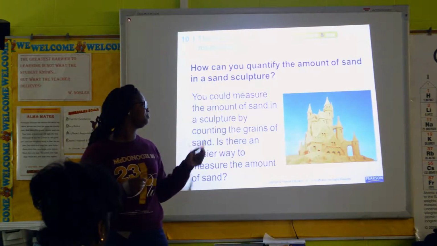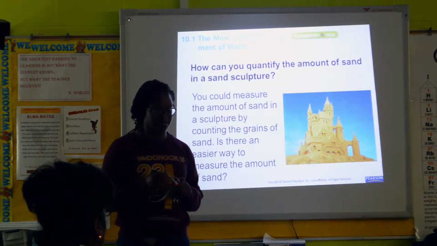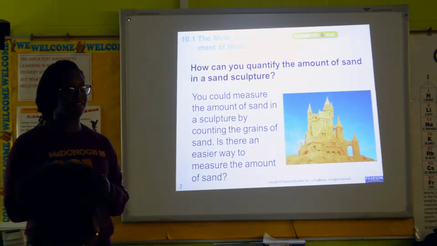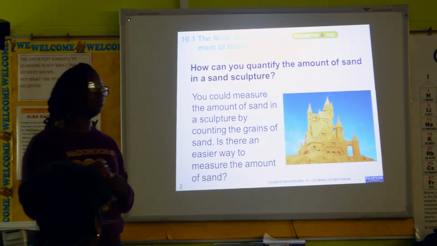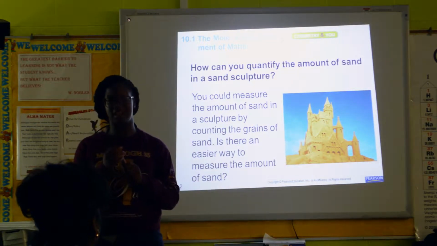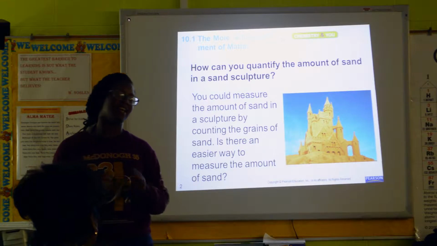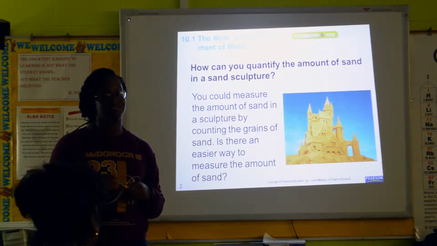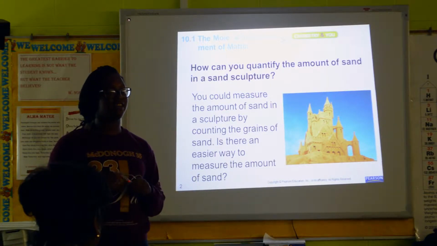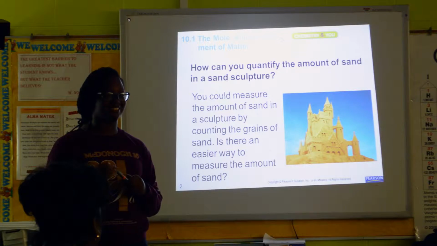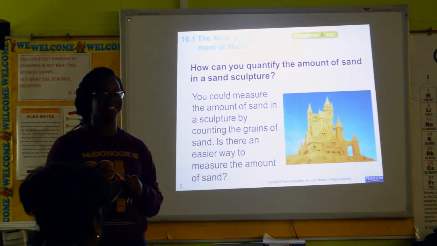Definitions. Alright, so my first question is, if we went to the beach and we built this sandcastle that y'all see right here, and I asked y'all how much sand is in that sandcastle, how would you tell me? Weigh it on the scale. What else? You can do it the other way.